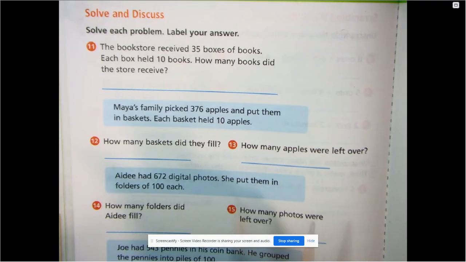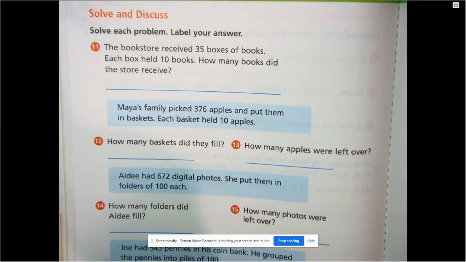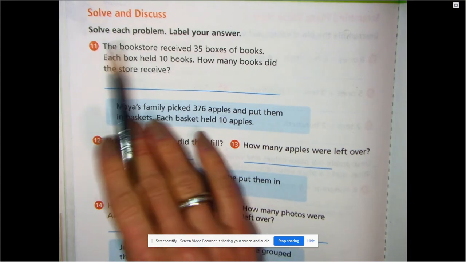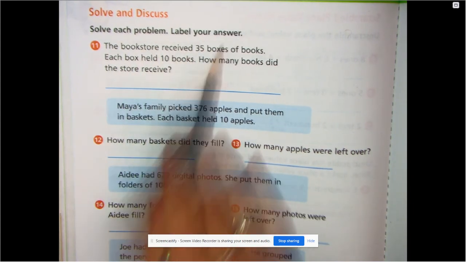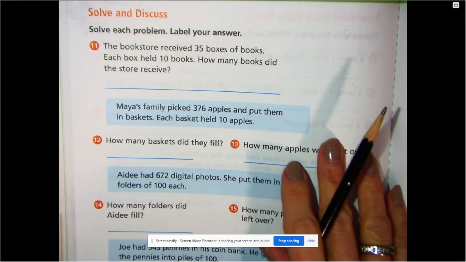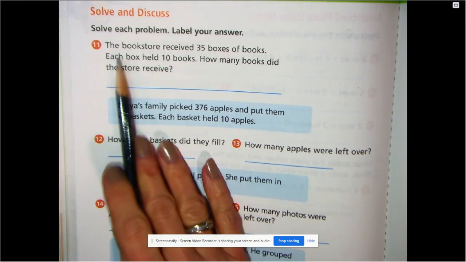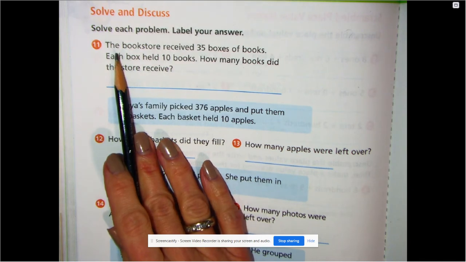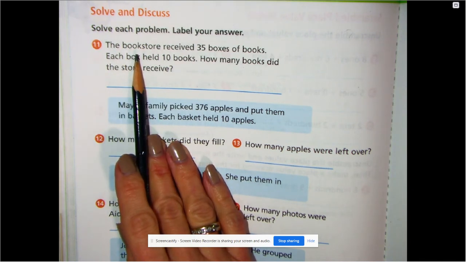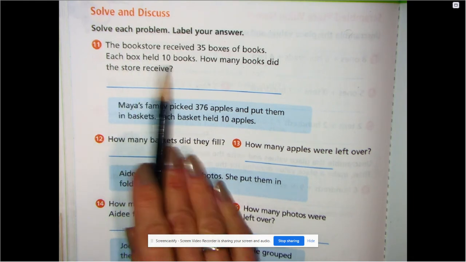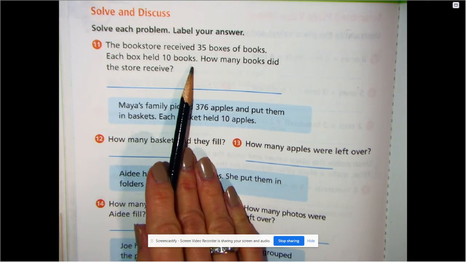All right, so let's look at number 11, and we're on page 194. Solve each problem and label your answer. Remember, these word problems are a little bit different than doing the deal because we're drawing our place value pictures. So let's read this one together. It says, this bookstore received 35 boxes of books. Each box held 10 books. How many books did the store receive?